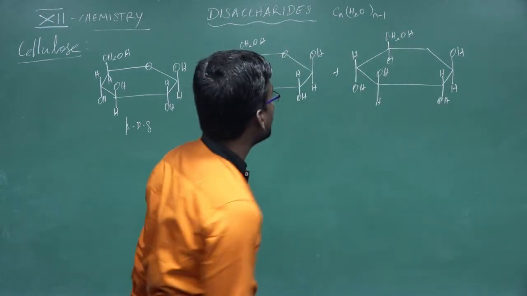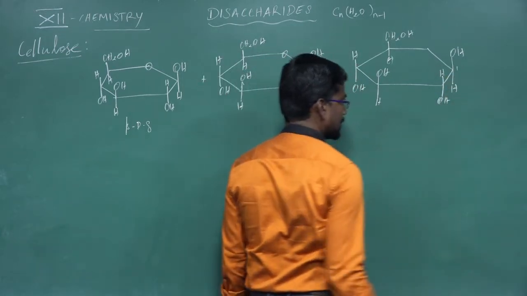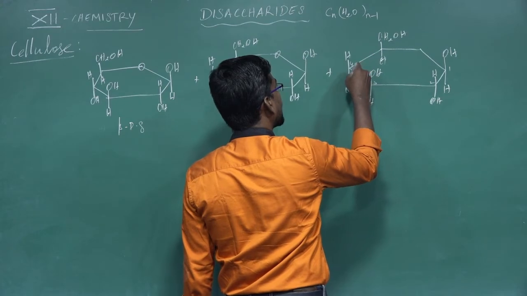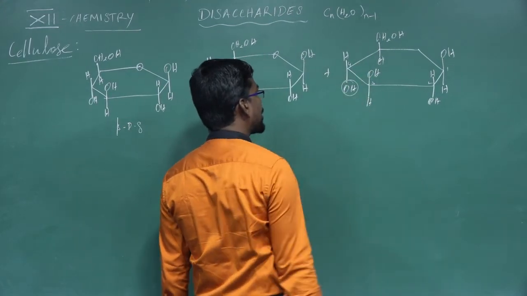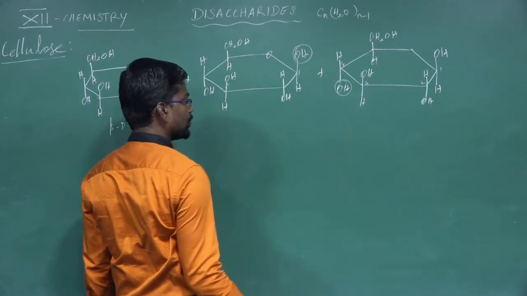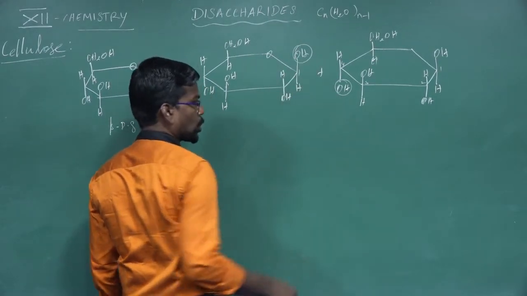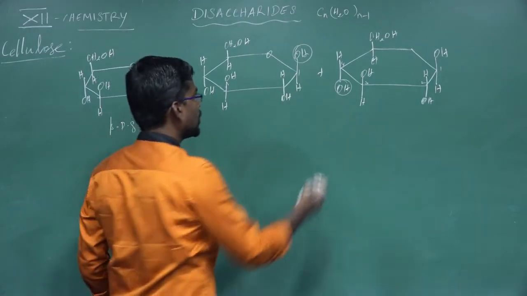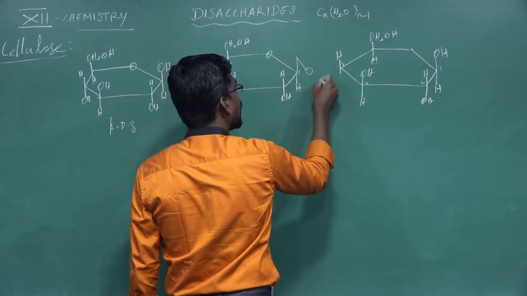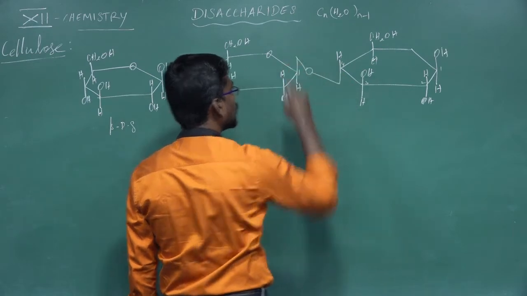CH2OH. The next one is the anomeric carbon, first carbon, second carbon, third carbon, fourth carbon. The fourth carbon contains an OH group that can be combined with the OH group of the first carbon. From these two OH groups, a water molecule is eliminated. So H2O is removed.